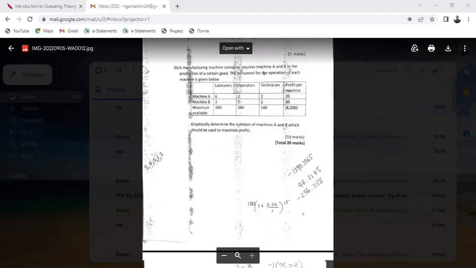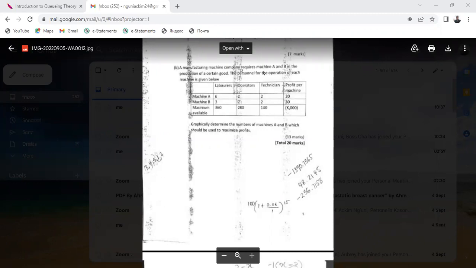So we have the personnel. The personnel are the constraints. So we have the laborers, the operators, the technicians. These are what we call the constraints. Then we have two machines. So now they are saying graphically determine the number of machines A and B which should be used to maximize profit. So they expect you to do it graphically.